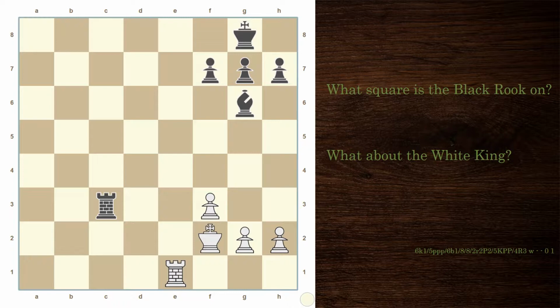So the answer to the first one, the black rook is on C3. We see this is the C file, this is the 3rd rank, and this is where they intersect at C3. So that's where the black rook is. The white king is here. This is where the F file intersects with the 2nd rank. So that's F2.